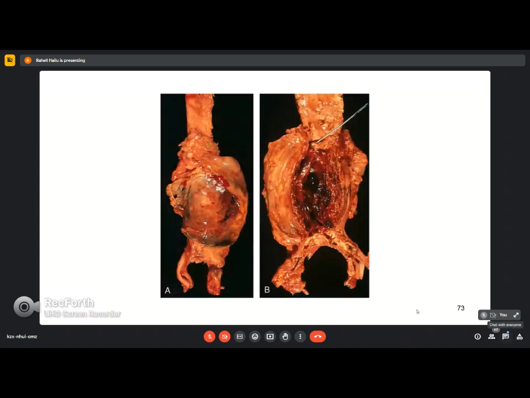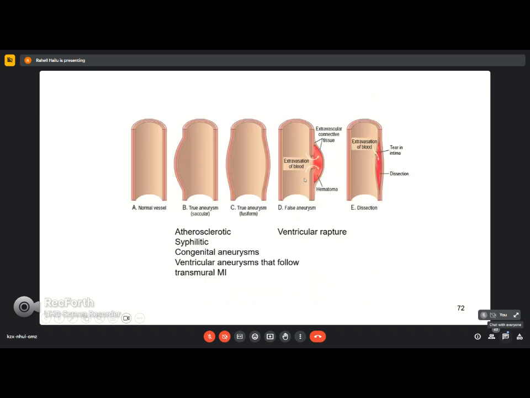Okay, so this is more of a tear of the entire wall. Dissection does not involve the entire wall, including the adventitia. So this is more of a rupture, an aneurysmal rupture here. When you open it up, you can see a massive thrombus here, and probably also some level of dissection, as you mentioned here.